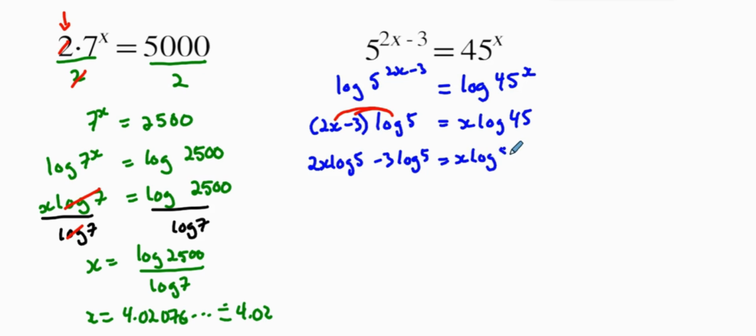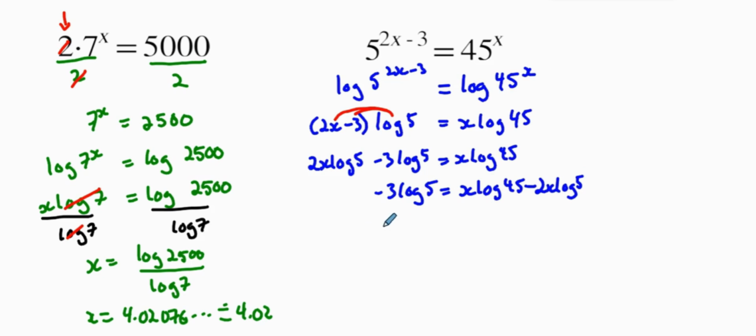Now this looks a little counterintuitive. Things look a little bit worse now, right? We've kind of uncommon factored this side. But we wanted to do that because now I can move and collect all my x's on the same side. So I'm going to move this first term across the equal sign and make it negative on the other side. So I'm going to leave my negative 3 log 5 alone. Here I have x log 45, subtract now 2x log 5. So all my x's are on the same side.